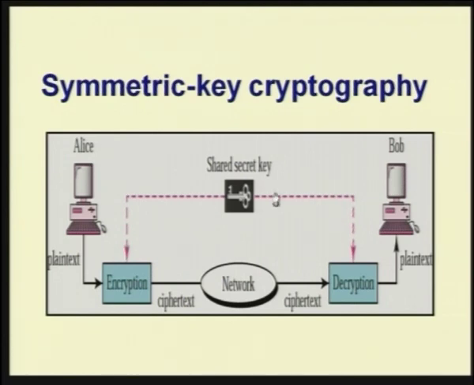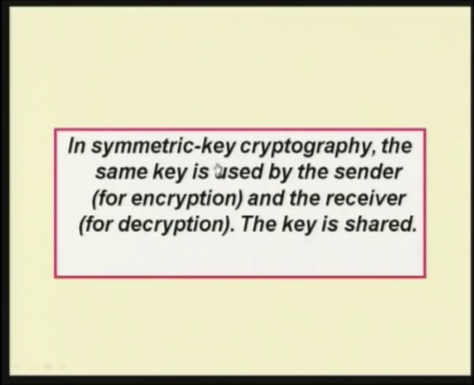So, in symmetric key cryptography, the same key is used both for the encryption and for the decryption. So, you have the same shared secret key which is used for encryption and decryption, and the algorithm uses the encryption algorithm and decryption algorithm at the two ends. Using this shared secret key, it generates the corresponding output. In symmetric key cryptography, the same key is used by the sender for encryption and the receiver for decryption. So, the key is shared.